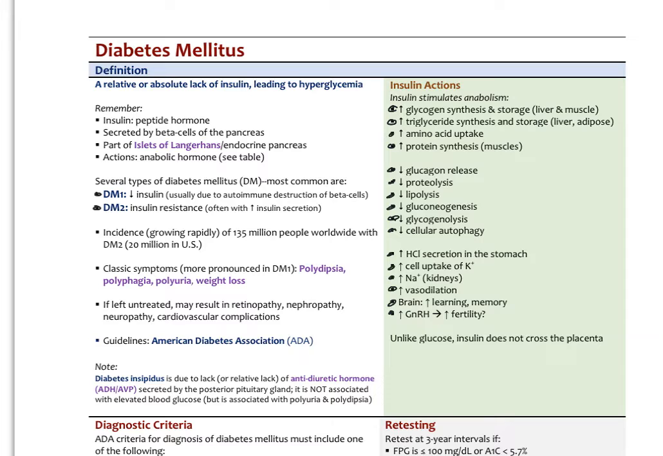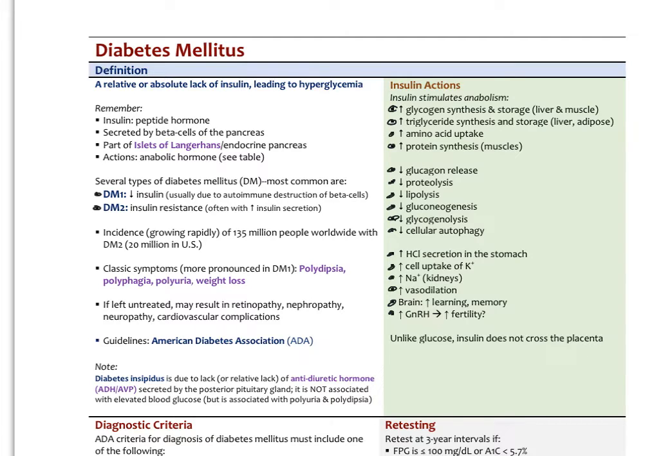The incidence of diabetes, especially type 2, is growing. About 135 million people worldwide have type 2 diabetes, about 20 million in the US. That was as of a couple of years ago, in maybe 2018, I believe those statistics come from. So classic symptoms of diabetes are going to be more pronounced in type 1. Type 2 presents quite differently, and we'll talk about that.